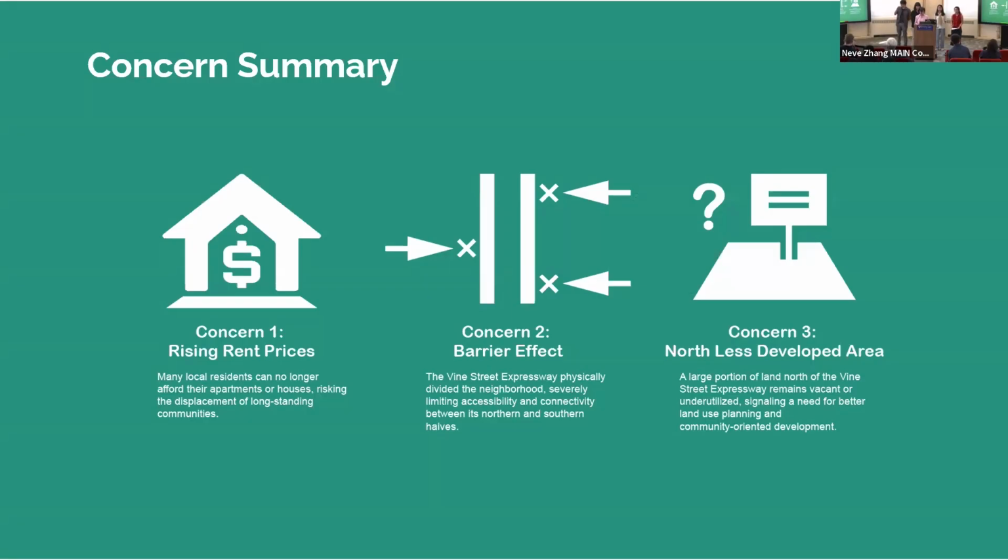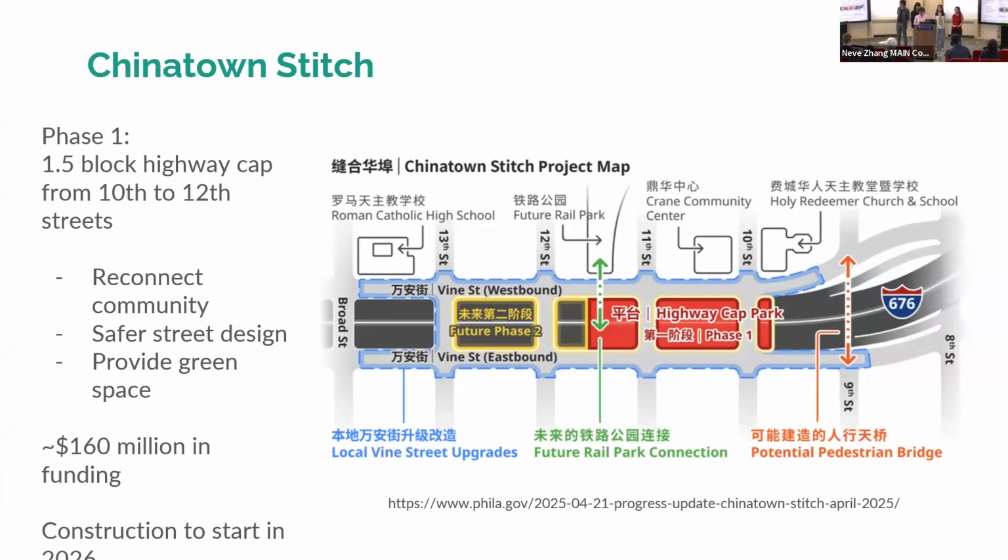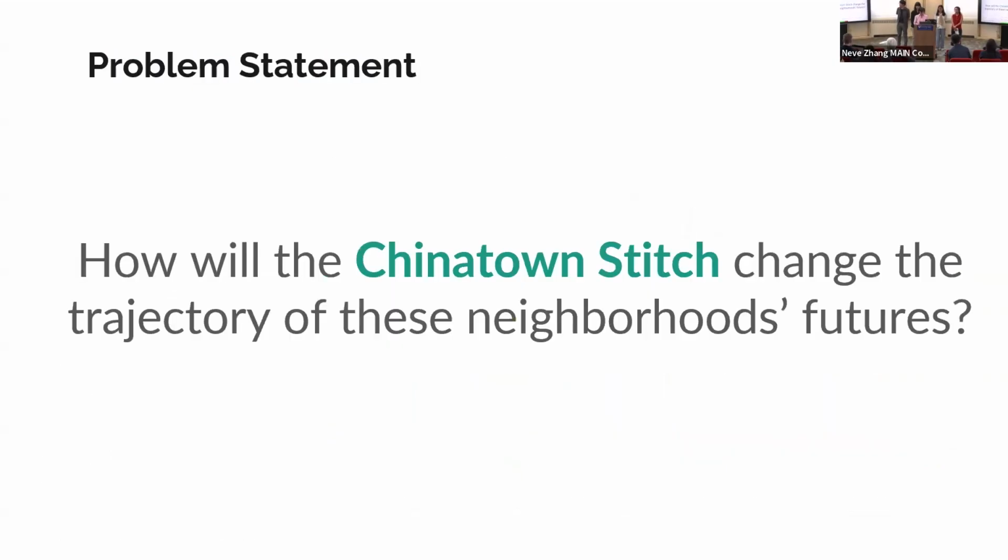And this brings us to our project, the Chinatown Stitch, which seeks to reconnect Chinatown. It provides safer street design and more green spaces. The first phase of the project has been allotted about $160 million and will cap the highway between 10th and 12th streets. Construction is set to start next year. Though the Chinatown Stitch seeks to repair harm, caps in other cities have increased property values, and this threatens local residents' ability to remain in their communities.